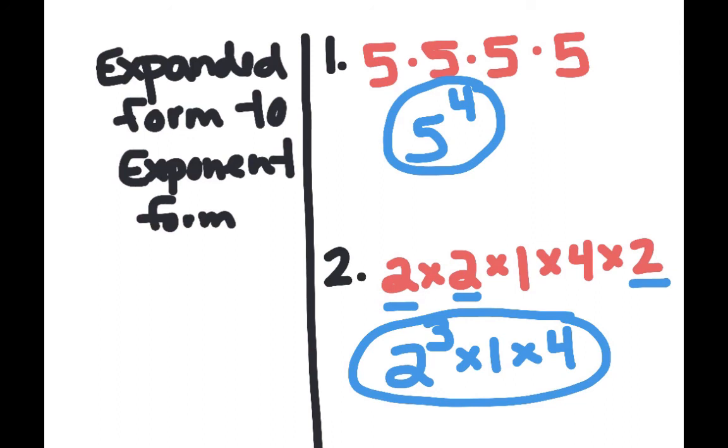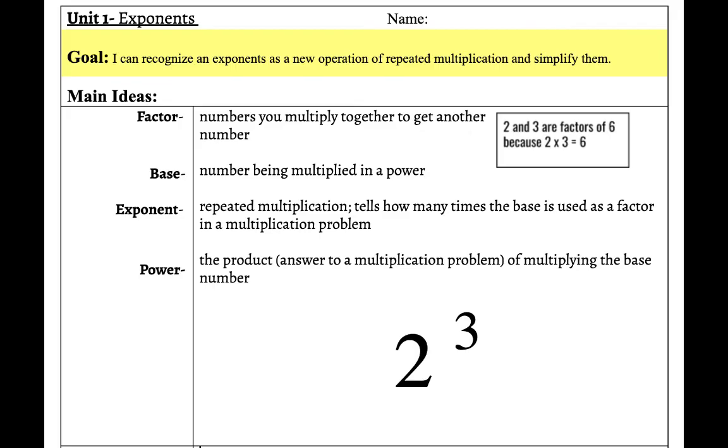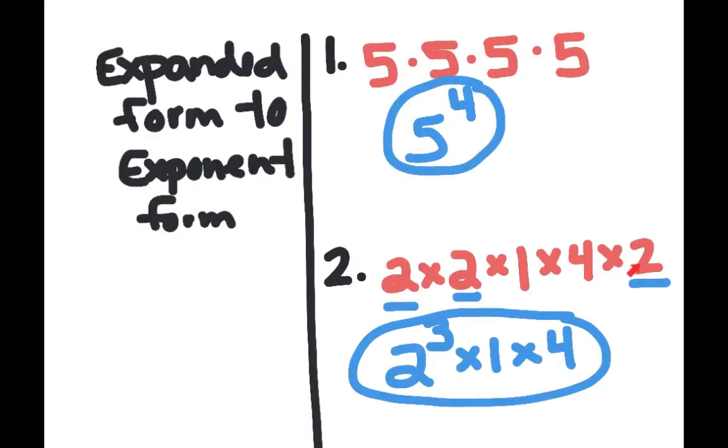So if we go back up to our goal, can you recognize exponents as a new operation of repeated multiplication and simplify them? Here is repeated multiplication of the exact same number, right? Can you recognize that and then use that as an exponent? Could you simplify this right here, 2 to the 3rd power, and would you get 8? That's what we're working on.